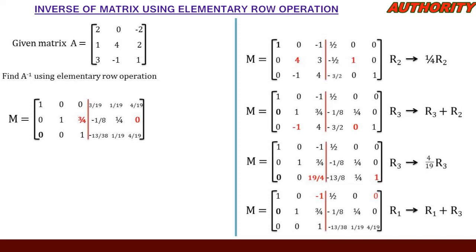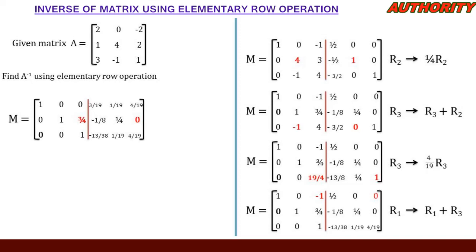Now let's go again. The next element is 0. So 0 plus 1 all over 19 in row 3 is going to give you 1 all over 19. The next one we have 0. So 0 in row 1 plus 4 all over 19 in row 3 is going to give you 4 all over 19. So now the first row, that is row 1, we are having 1 0 0, 3 all over 19, 1 all over 19, 4 all over 19, and then the rest remains unchanged.